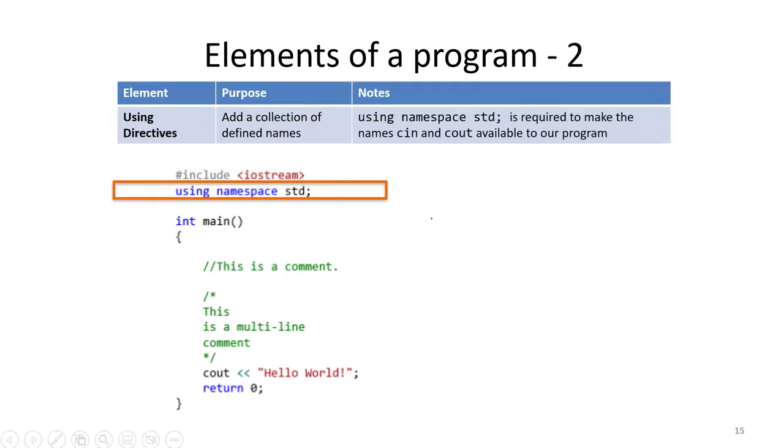Next element is the using directive. So the using directive adds a namespace, which is a collection of defined names. Basically, it's a naming convention. In our class, we typically always have using namespace std in our programs. This means we are using a standard naming convention.